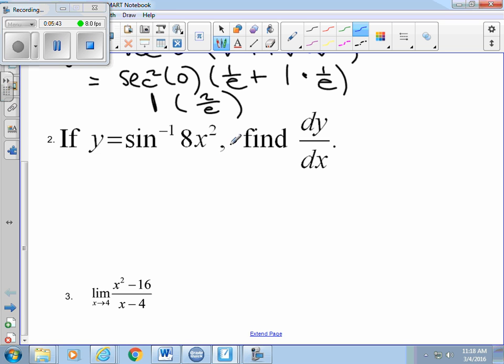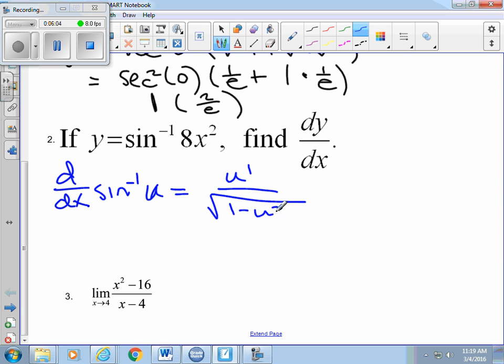Remember I said there are rules for this on your calculus helper, right? Go find it. What is the rule for the derivative of sine inverse of u? It is u prime over the square root of 1 minus u squared. Everyone agree? That is one you will eventually have to memorize. I'm not making you memorize it before this test.